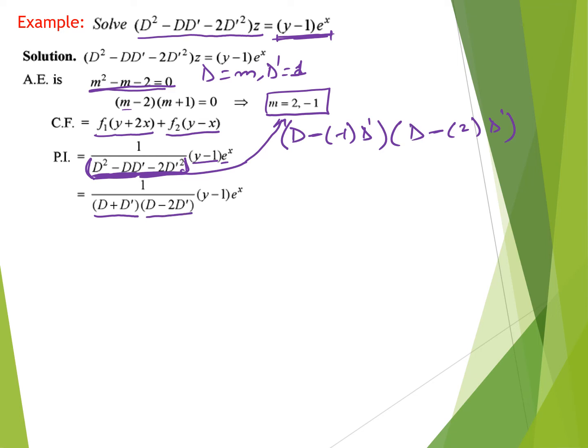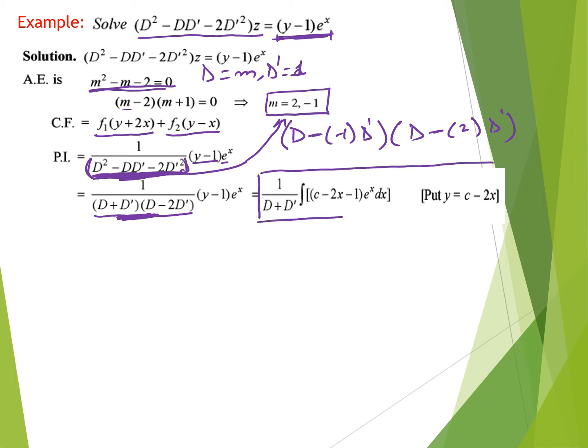To check and cross verify it, you can multiply these terms and the product should be equal to the previous term. Now by using the PI case according to this formula, first we will solve this portion, D minus 2D dash. Now comparing it, we find that the value of m is minus 2.